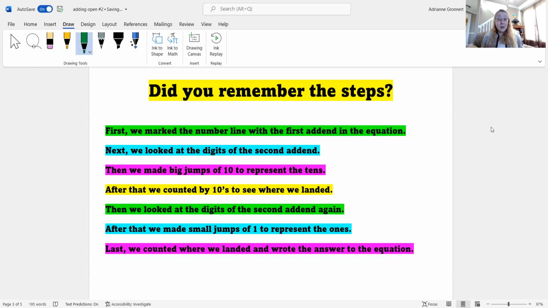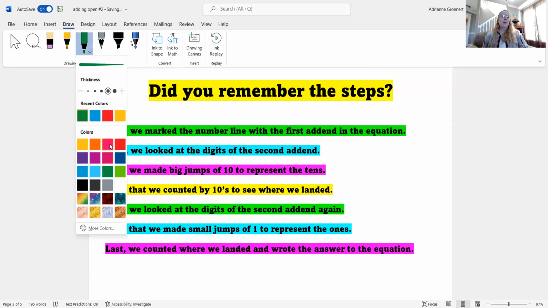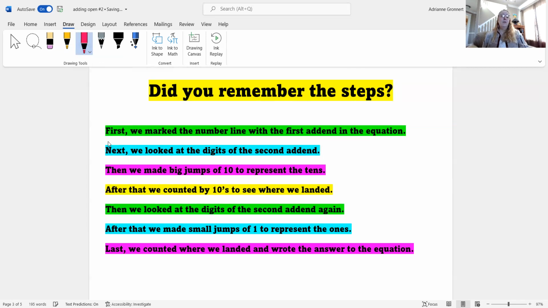Did you remember to explain all of the steps? Let's take a look at those again. First, we marked the number line with the first addend in the equation. Next, we looked at the digits of the second addend. Then we made big jumps of 10 to represent the tens.